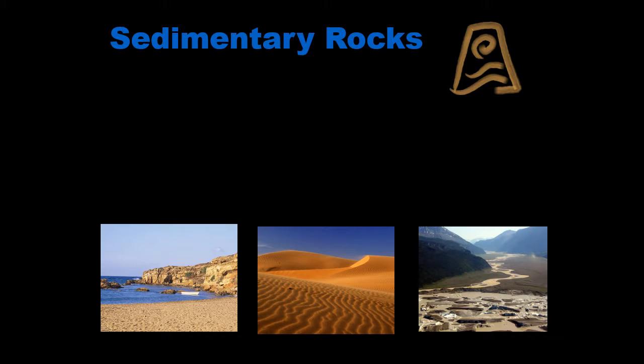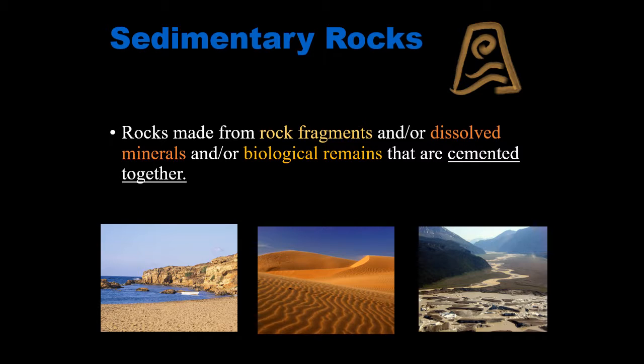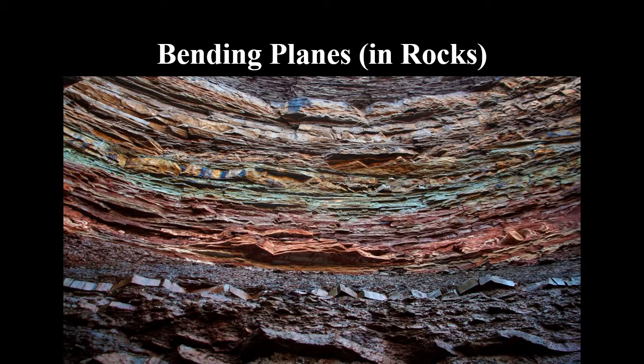All right, sedimentary rocks. They're rocks that are made of rock fragments that are cemented together, compacted together. They can come from rock fragments, dissolved minerals, biological remains, but they are pieces of other pre-existing rock that are broken up and then recombined and cemented together. All right, now we have bedding planes. Go ahead and answer this. Discuss. Pause the video if needed.